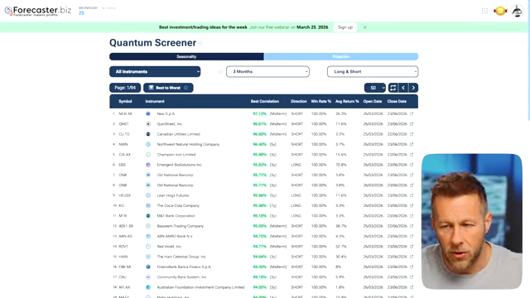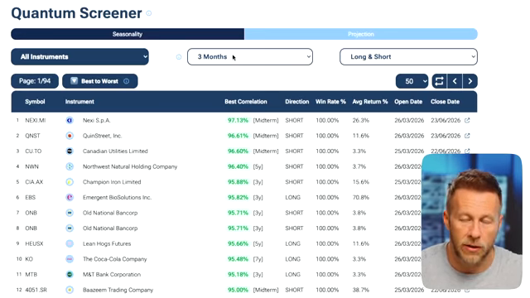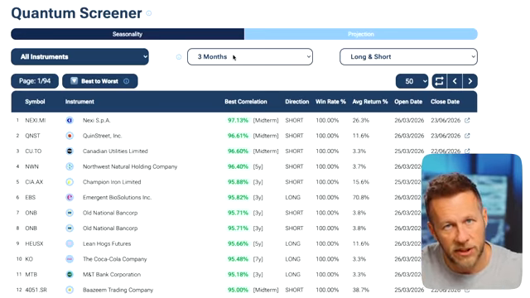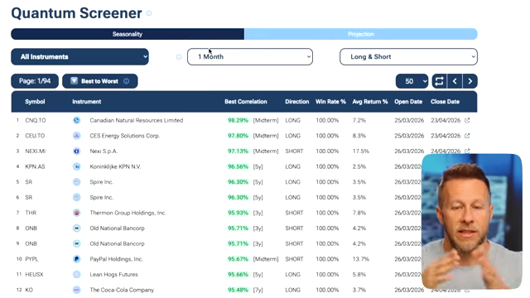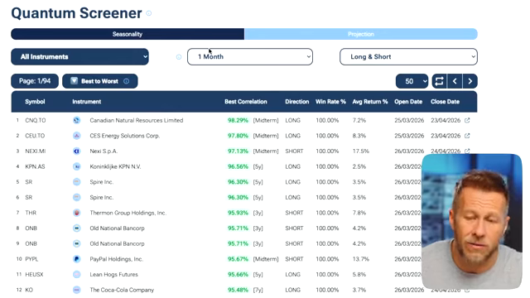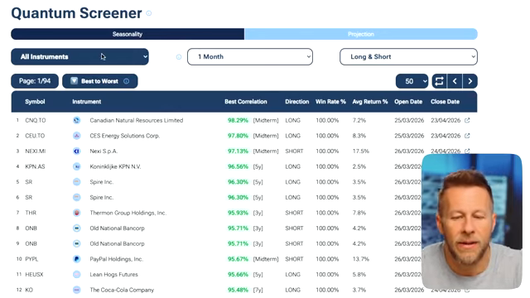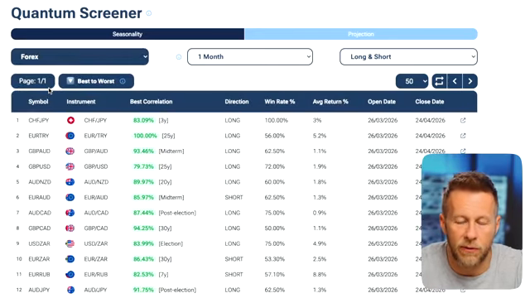Well, you go to the Quantum Screener, and as traders, now you can use this for investing as well. I use it for my investing, but for trading specifically, we're going to be looking at the 1 month period. So this is the period of time we're going to be looking at. And in trading, you want to be in and out quickly. So we're going to narrow that down. And then we're going to just look at the Forex market. Okay, so we're just going to go straight up to the Forex market.